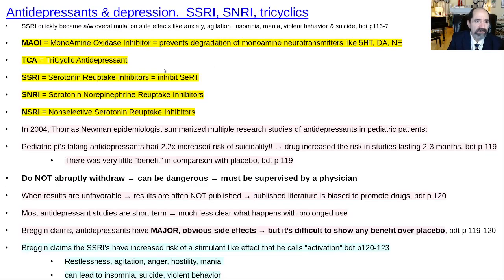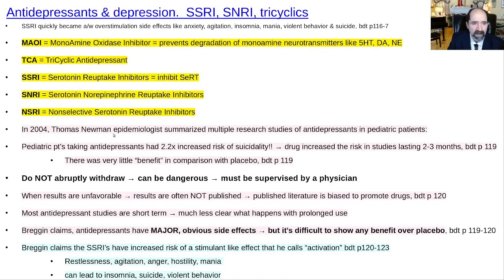Okay, just a quick summary. So MAO inhibitors hardly ever used. TCA, tricyclics. We talked about SSRIs. SNRI is just serotonin, norepinephrine, so it blocks the reuptake on another neurotransmitter. Sometimes you'll see stuff written as NSRI like this.